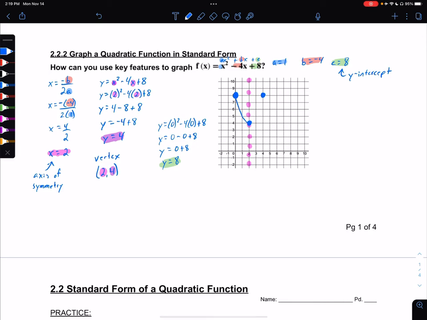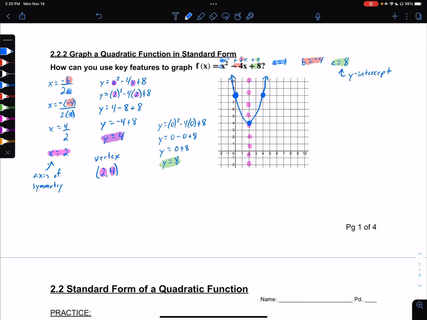And we could draw a very rough sketch of this graph. It's not going to be perfect because we don't know all the coordinate points. We could find more of them to make it more accurate, but we really just need a pretty rough sketch in this case. And that's enough for us to graph this.